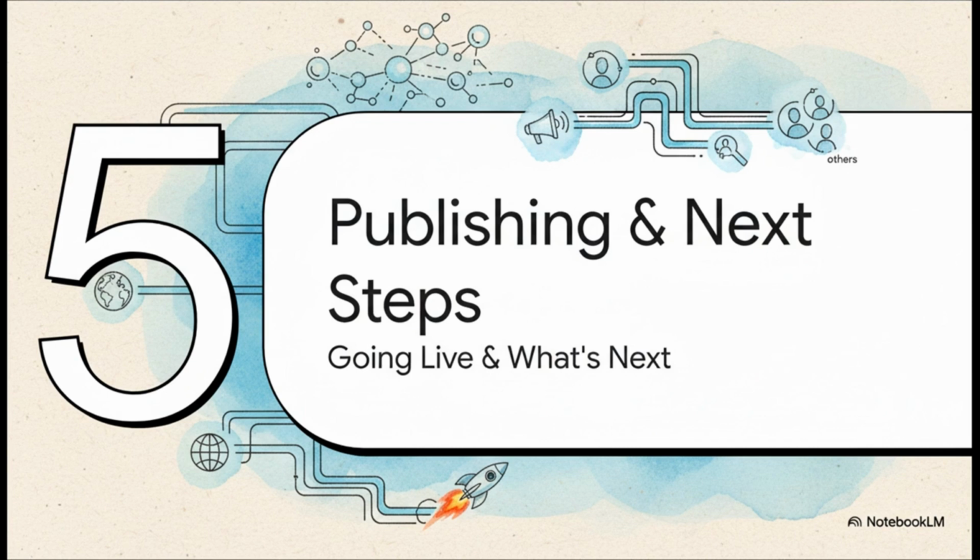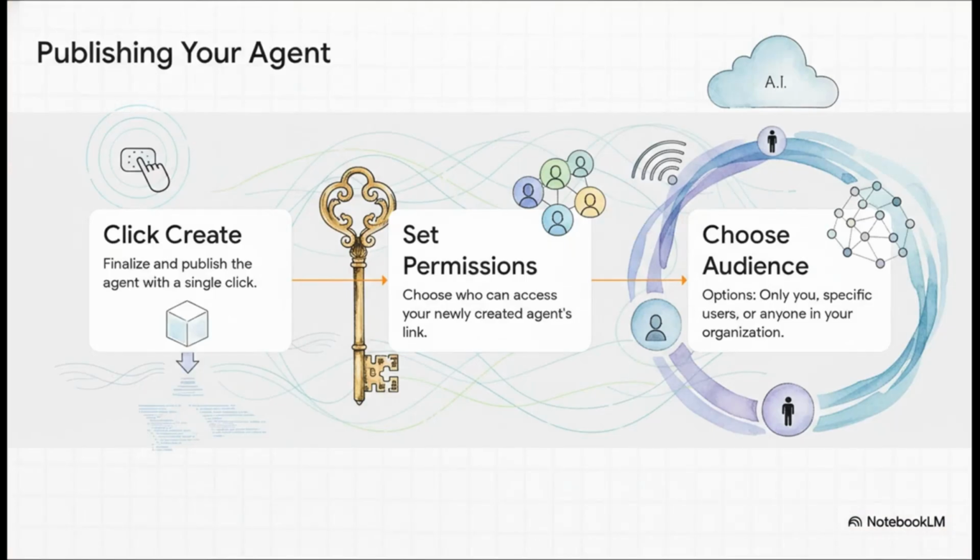So the final step is to publish it, so other people can actually use it. And then we'll take a quick peek at what else is possible beyond this simple but very powerful tool. Publishing is literally just a click. Once you hit Create, you can decide on the sharing permissions. You have complete control over who gets to use your new assistant. It can be just for you, a few specific people on your team, or, hey, even your entire organization.